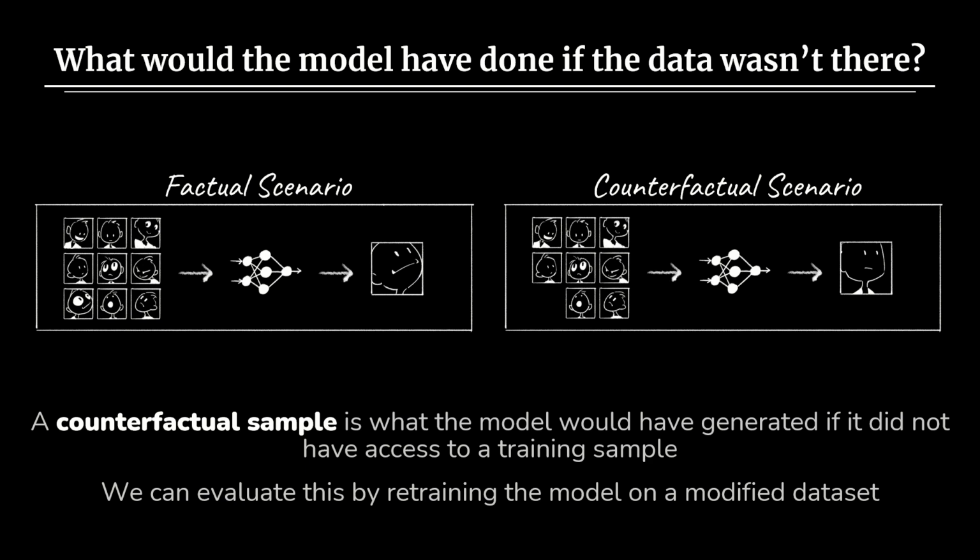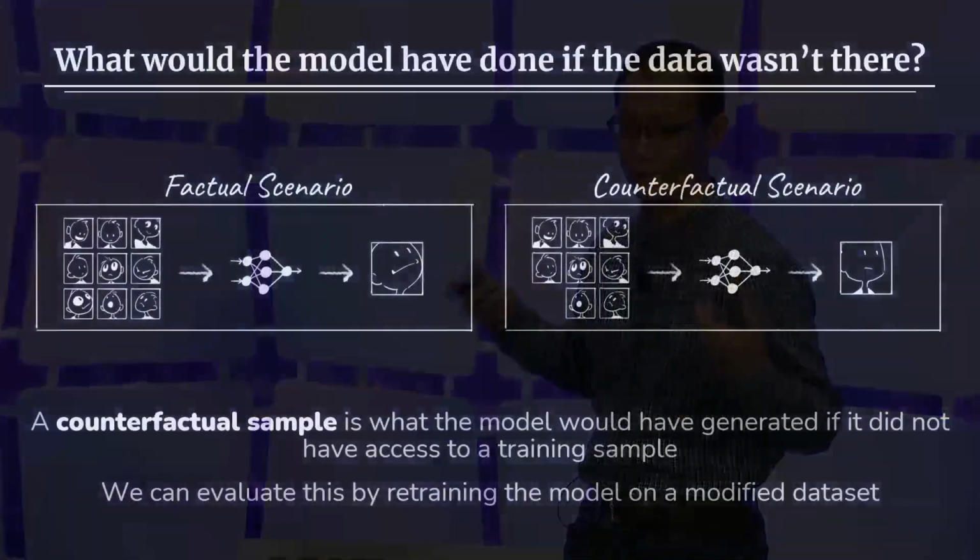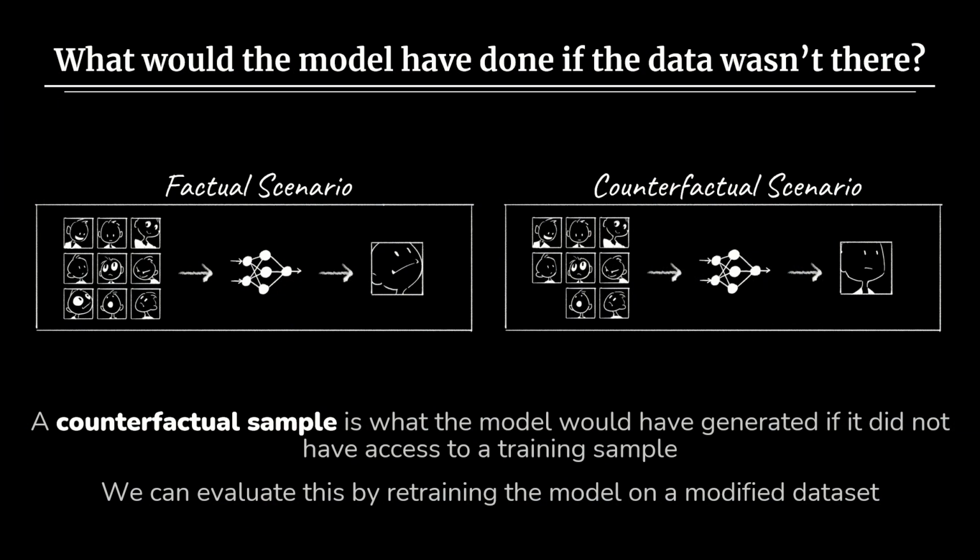So before I move further, I just want to clarify the terminology. The counterfactual sample is what is generated by a model that was trained on an incomplete version of this data set, in this alternative scenario. We call the end product the counterfactual sample. This is in contrast to the factual sample, which was what was generated in the real world, where the model actually had access to the whole data set.